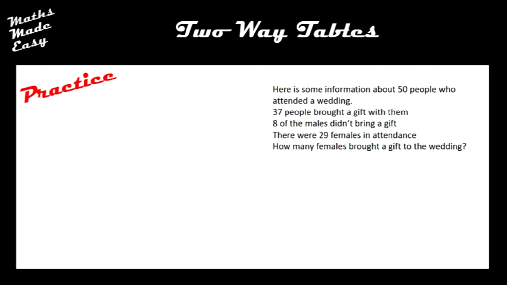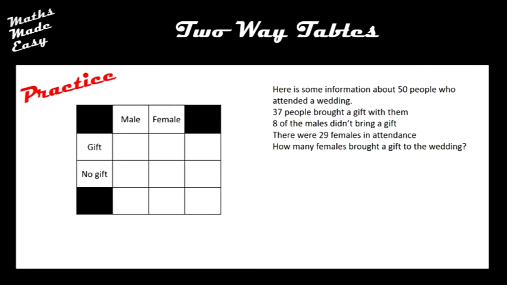Okay, right, so looking at this one then, first of all I need my two-way table, which is going to look something like that. It doesn't matter if you've put gift and no gift at the top and male, female down the side, we'll still end up with the same correct answer if we've done everything right. So 50 people attend this wedding, that goes in my master total box down there. 37 people brought a gift with them, which is going to go in the total for the gift. 8 males didn't bring a gift. 29 females in attendance, and that's all the information from the text.